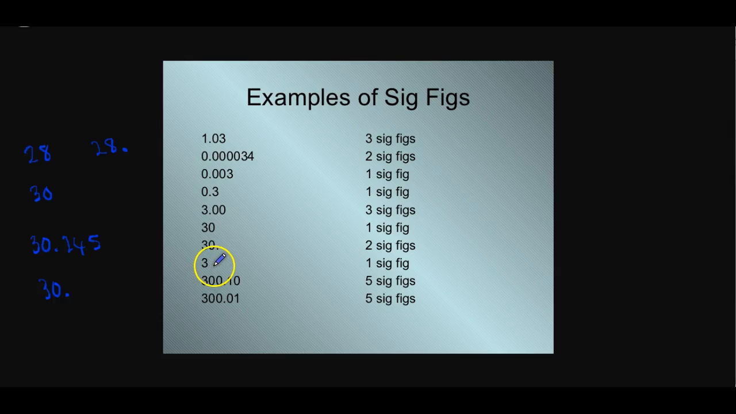The 3 on its own, one significant figure. Here we have zeros in between and a 0 at the end, so they're all included. So we have 5 significant figures, and here we've only got zeros in between, so also 5 significant figures.